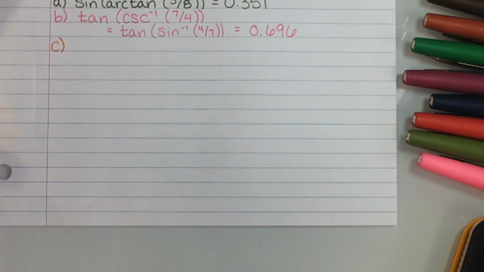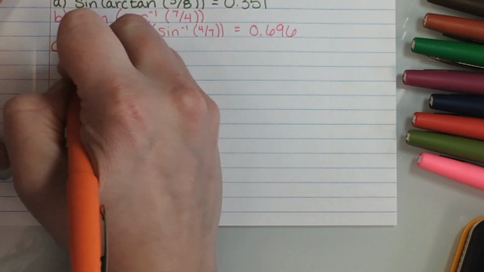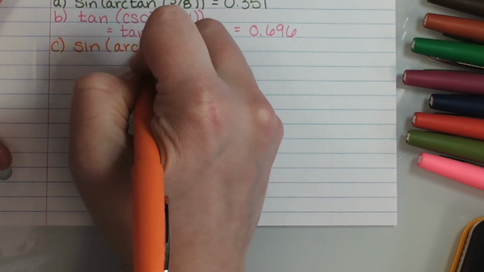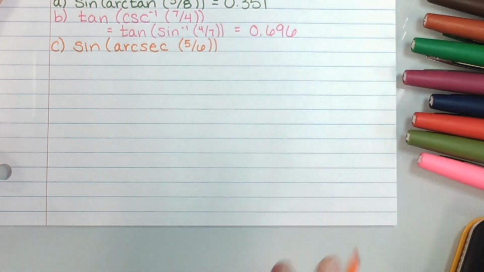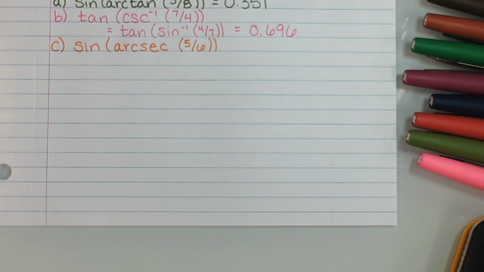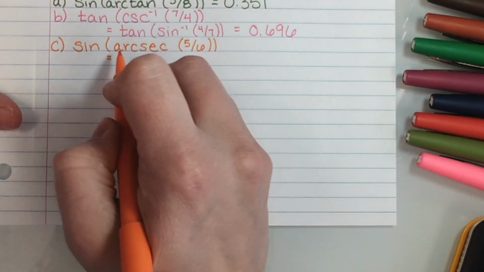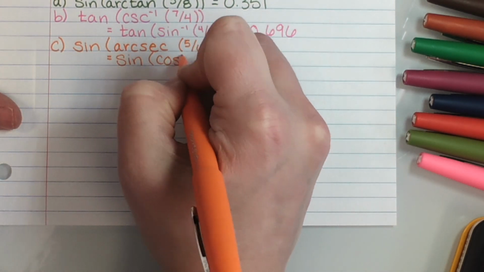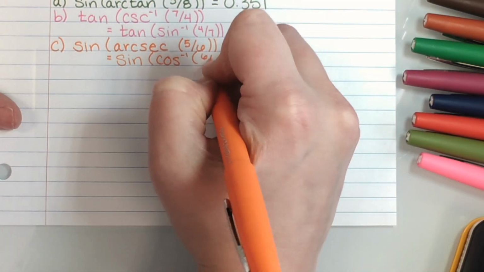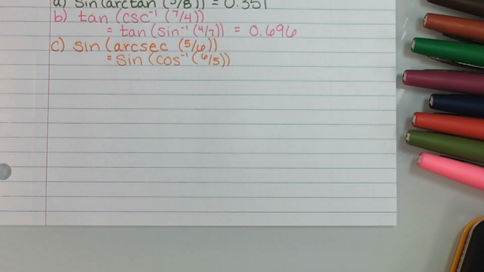One more example of this, and then we're going to talk about the last set of instructions. How do I do sine of arcsecant of 5/6? What am I typing into my calculator? Sine of, I'm hearing inverse cosine of 6/5. Your calculator should say domain error.